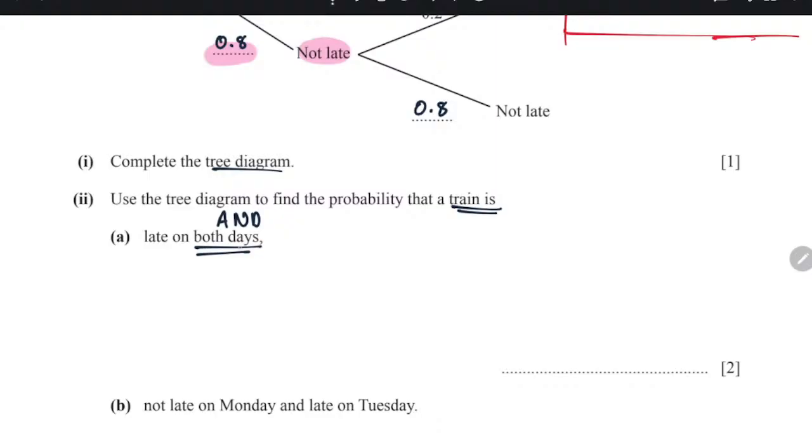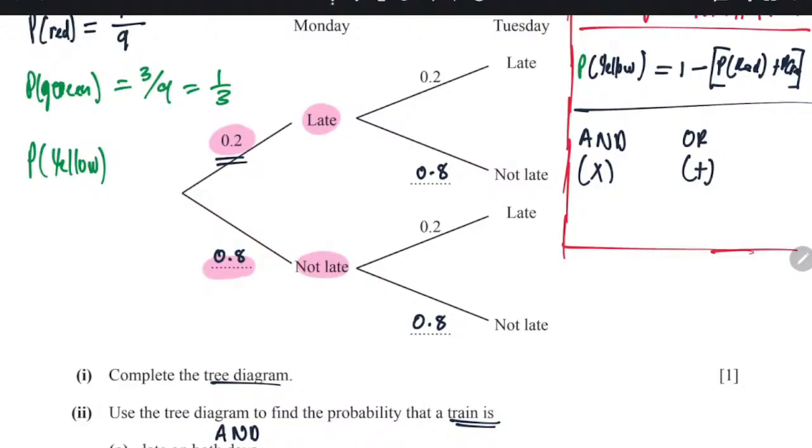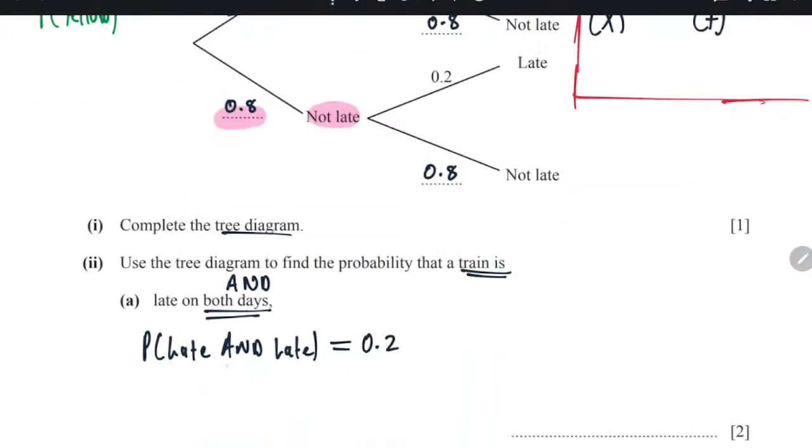Are you watching, Joseph? I said the word both is the same as the word what? So if they say it's late on both days, it means they want the probability of late and late. What is the probability of late the first time? 0.2. What does and mean? So here you can say this means probability of late times probability of late, because there is the word and joining them.